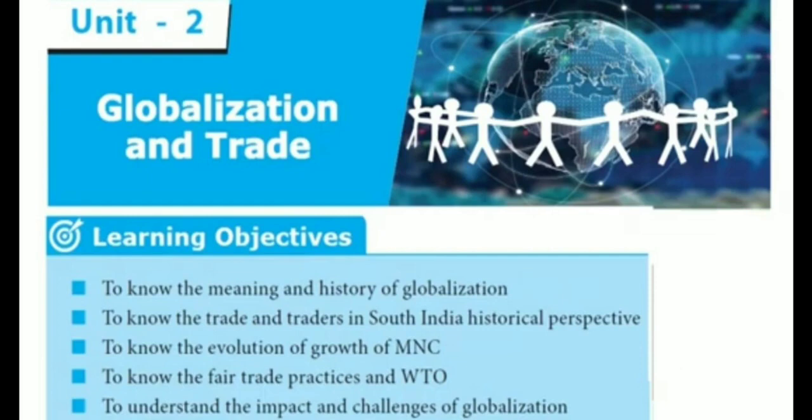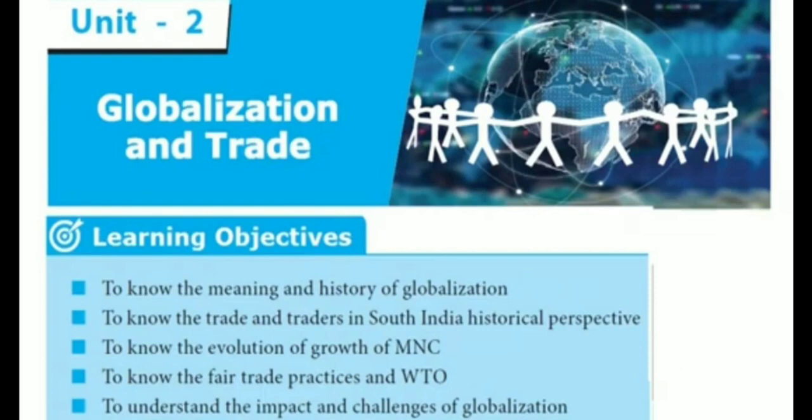Okay, globalization is the connection of different parts of the world, resulting in the expansion of international cultural, economic and political activities. So, it is the movement and integration of goods and services among different countries. Okay. So, actually globalization is the process by which ideas, goods and services spread throughout the world. So, it is the connection of different parts of the world.